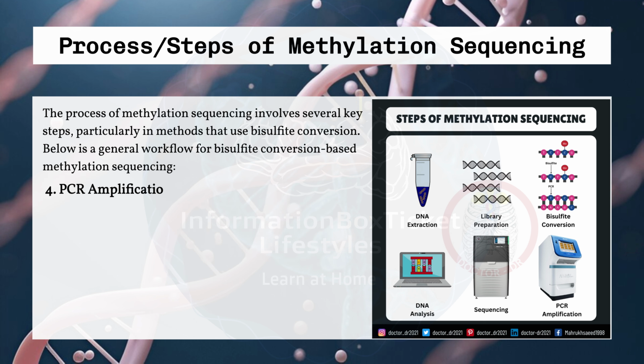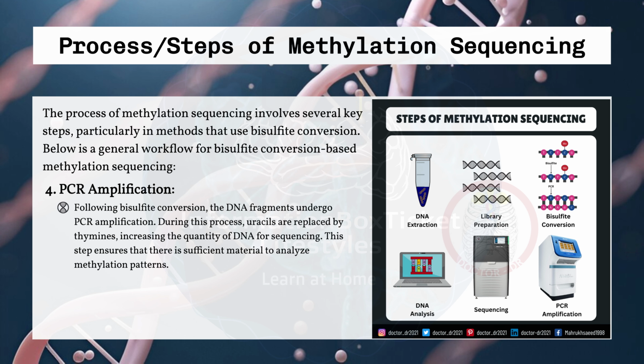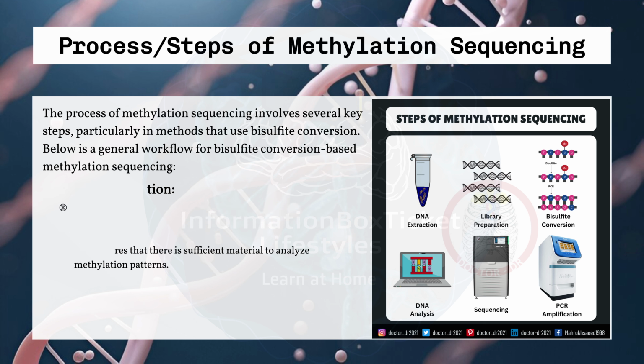Fourth, PCR amplification. Following bisulfite conversion, the DNA fragments undergo PCR amplification. During this process, uracils are replaced by thymines, increasing the quantity of DNA for sequencing. This step ensures that there is sufficient material to analyze methylation patterns.